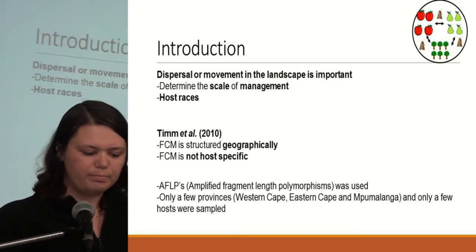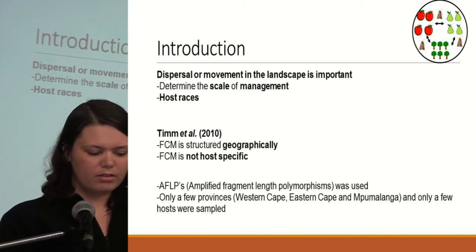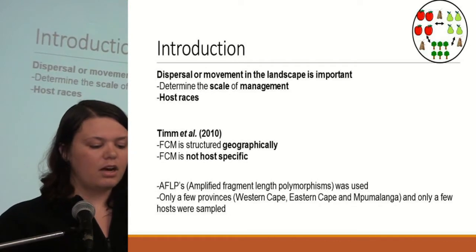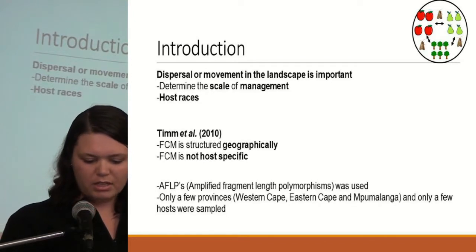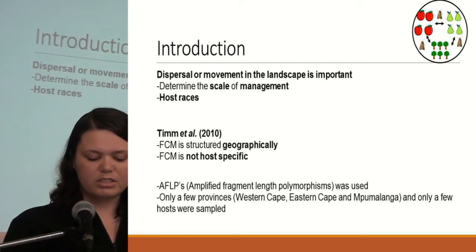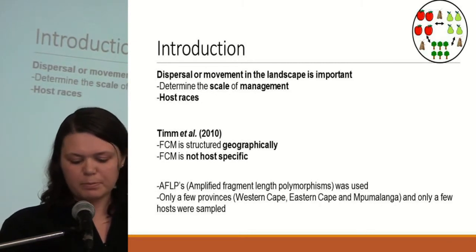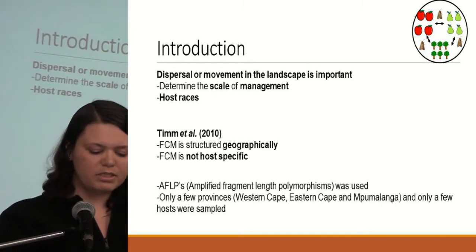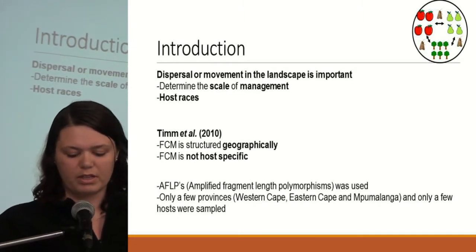Right, so dispersal or movement in the landscape is very important in order to determine the scale of management, as well as to look at the possibility of host races. So knowledge on whether host races are present is important. Host races are populations that only feed and lay eggs on a particular host or a particular plant species, and thus populations will not persist in other plant species. Pest species specialized on certain hosts are easier to eradicate, as they do not seek refuge in other plants when the host species are out of season.